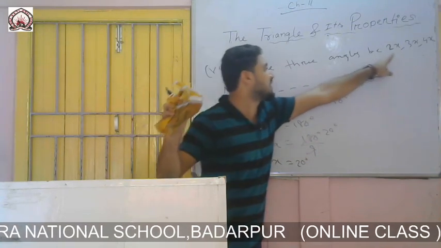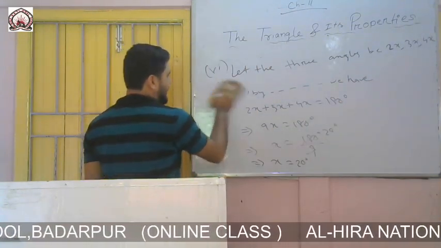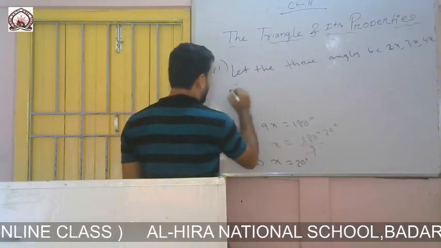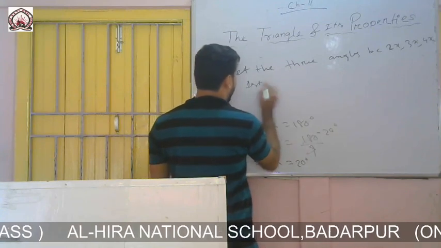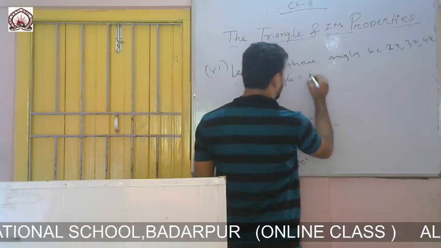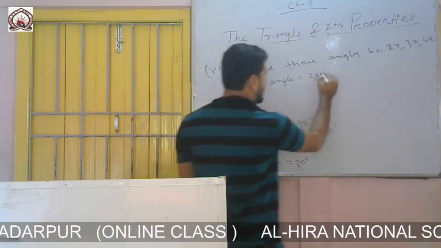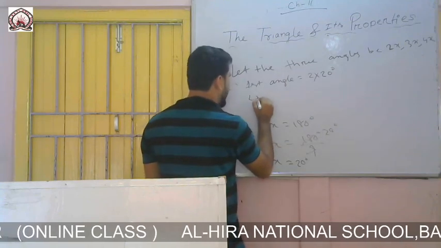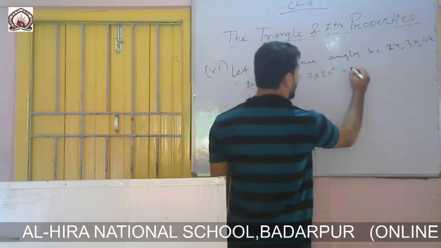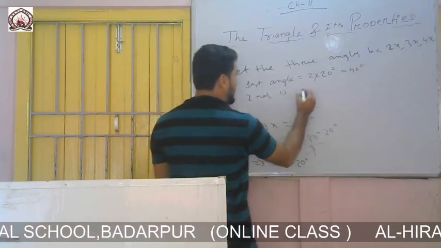Now I can find the measure of the three angles, because we have found the value of x, then we will put the values of x here. So write, therefore, first angle we have let twice x, that means 2 into value of x, 20 degree. Then second angle will be 2 into 2 equals to 40 degree.